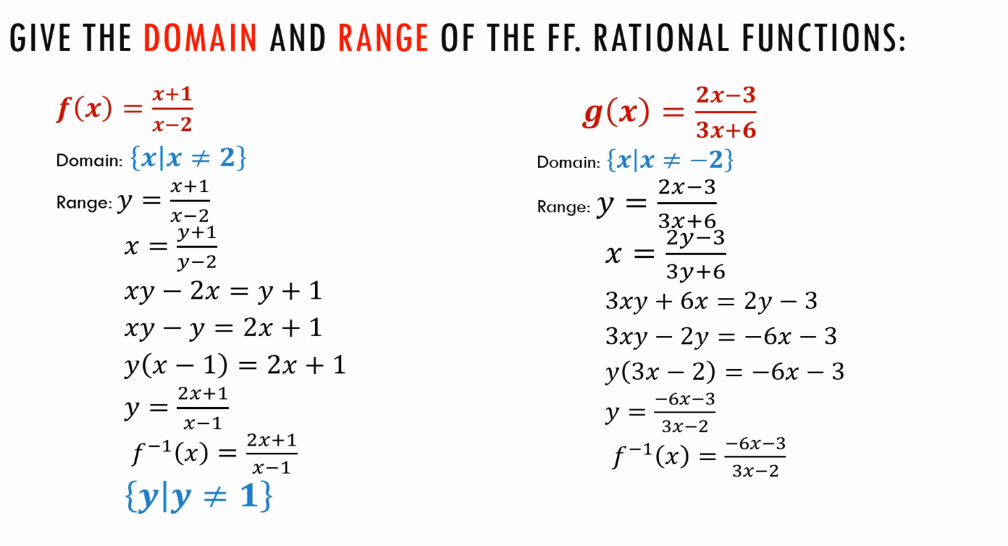Now, ano yung value naman ng x dyan sa denominator ng inverse function? Okay, para maging 0 siya. Para makuha yon, equate mo lang siya 3x minus 2 equals 0 and then solve for x. So, ano yung value ng x dyan? So, yan na ang ating range. The set of all y such that y is not equal to 2/3.